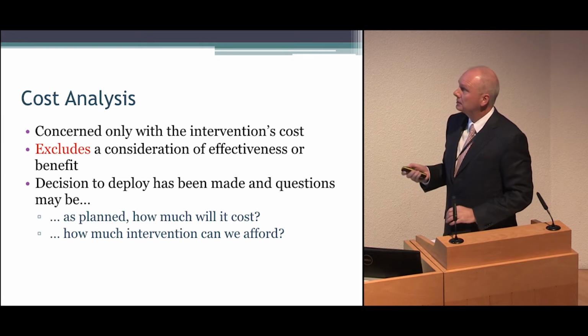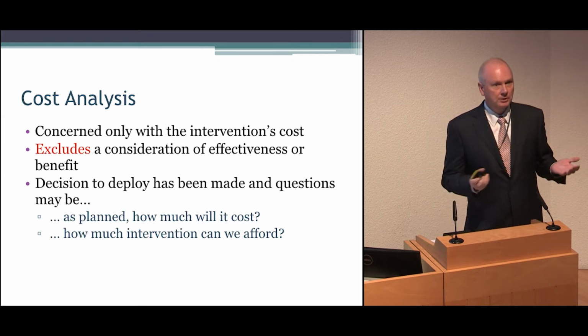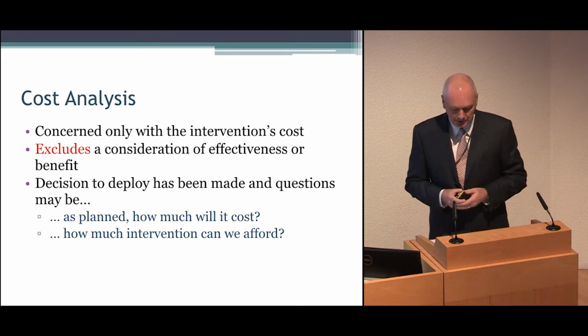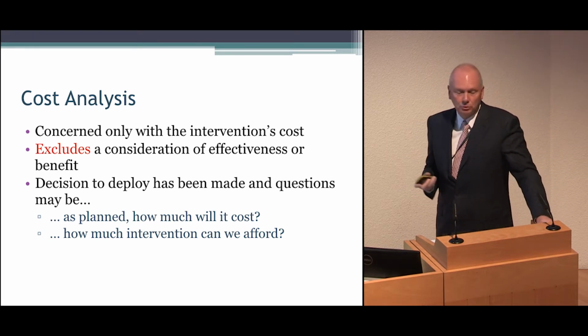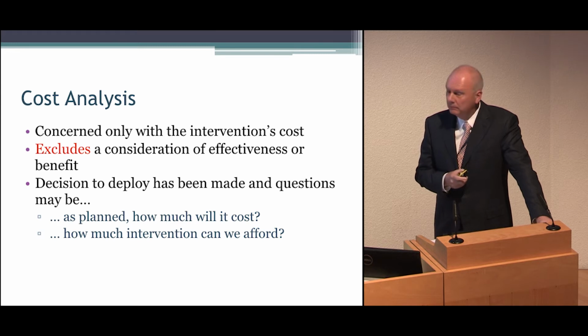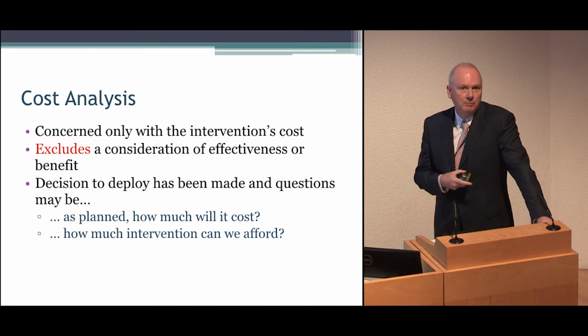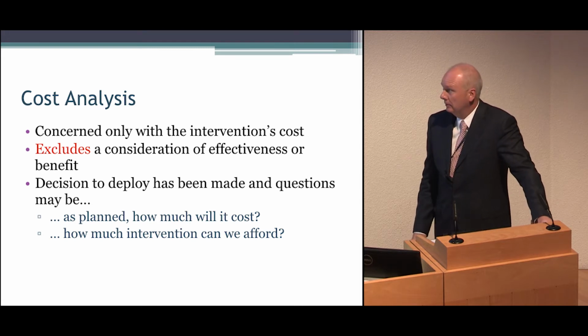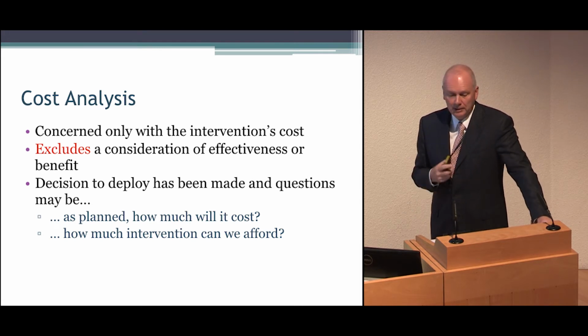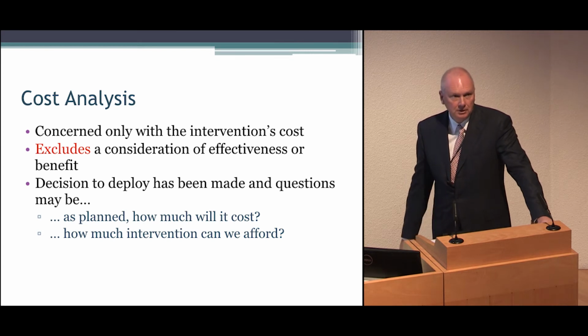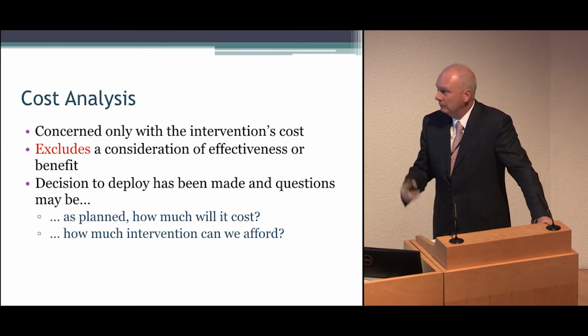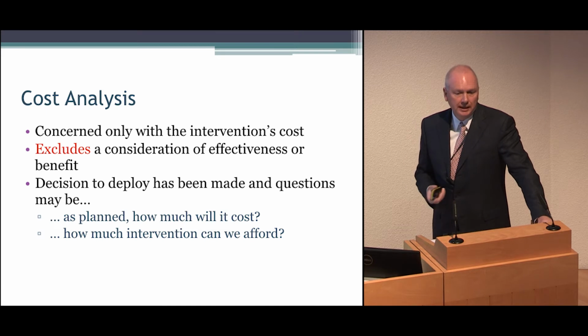So a cost analysis, as the name implies, is really only concerned with the cost of an intervention. By definition, it excludes any consideration of effectiveness or benefit. And this might be relevant when you've made a decision to deploy a particular intervention, and you may want to know, as planned, how much is this intervention going to cost us? Or alternatively, how much of the intervention can we afford?